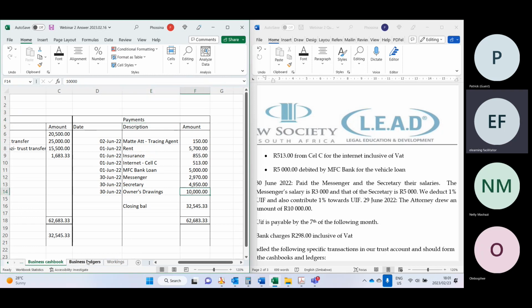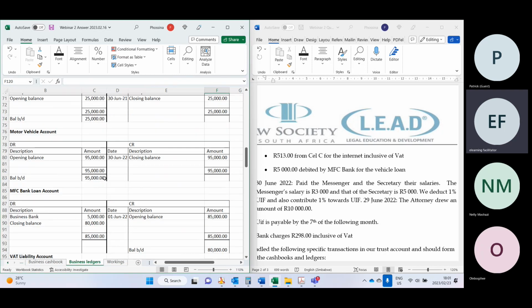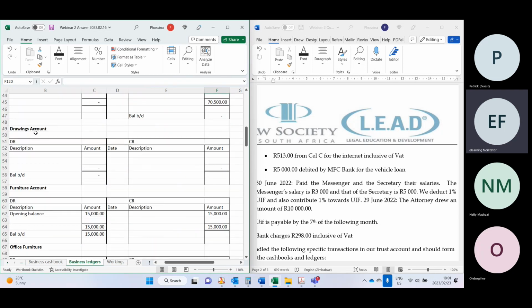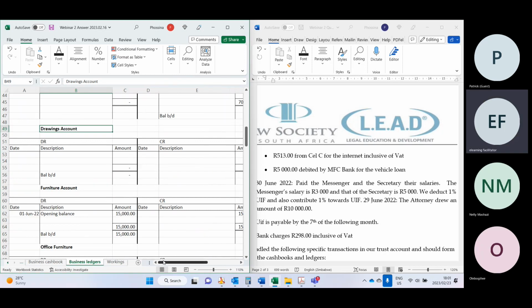And then we come to the business ledgers. You would find as part of our business ledgers, we should have a drawings account, which will go on the debit side because it's reducing the equity of the business. 30 June 2022. So our business bank is the owner who is drawing how much? 10,000. So that's how we record it.